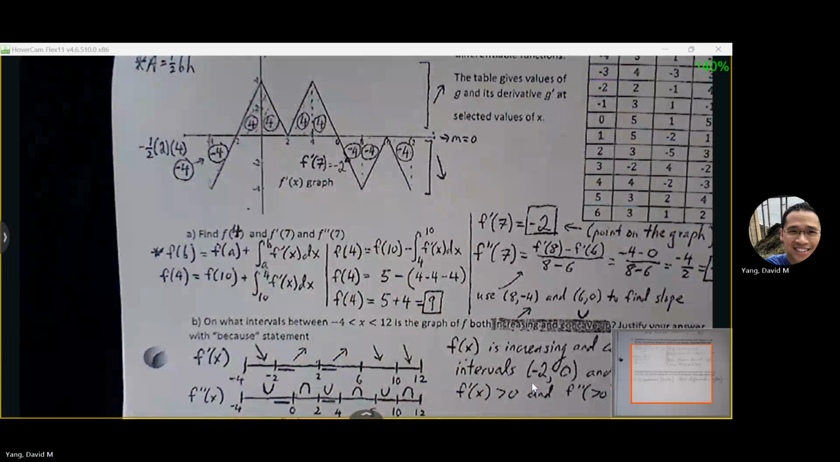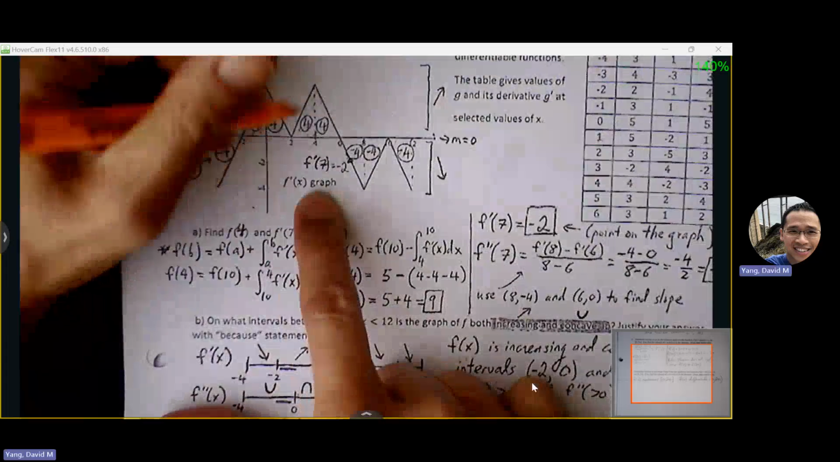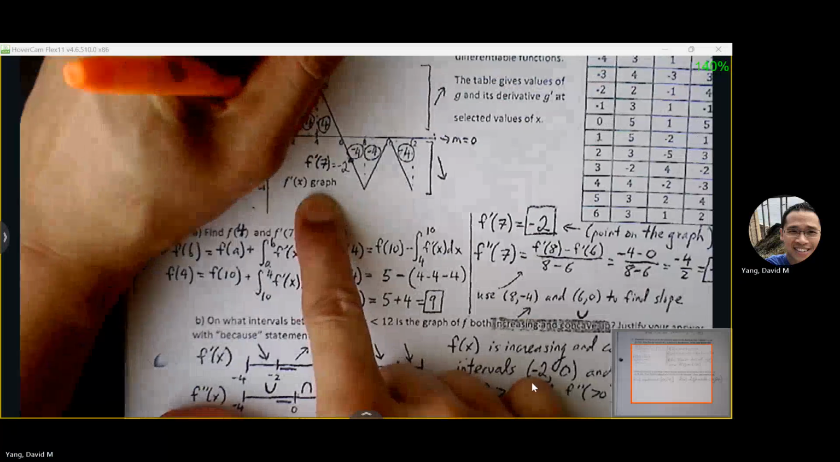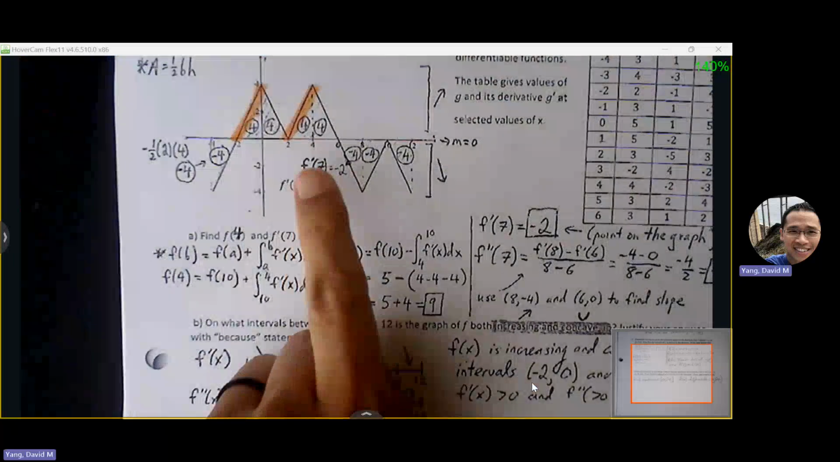So above the x-axis and showing positive slope, negative 2 to 0, and then from 2 to 4.